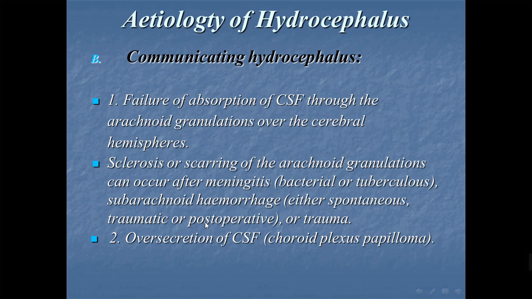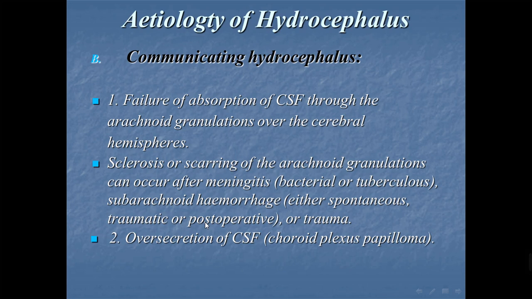Now what will happen? CSF will exert backward pressure to the fourth ventricle. It will be dilated, the third ventricle will be dilated, and the lateral ventricles, all will be dilated. In this case you will see in the CT or MRI dilation of all ventricles with no mass lesion. In that case, you will say that this is communicating hydrocephalus due to either scarring post-meningitis, or subarachnoid hemorrhage, or trauma.